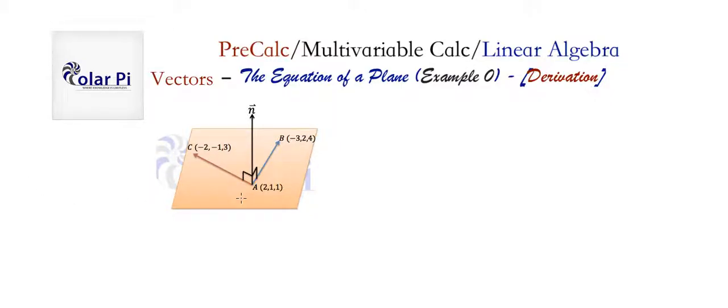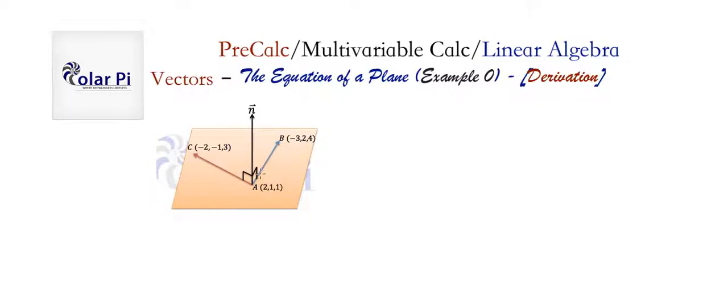So what you need is two vectors in your plane. And of course, if you have 3 points in the plane, then it's easy to get two vectors in the plane. You just subtract the coordinates of A from B to get the vector AB, and then you subtract the coordinates of A from the coordinates of C to get the vector AC here. Using these two vectors, we can find their cross product.